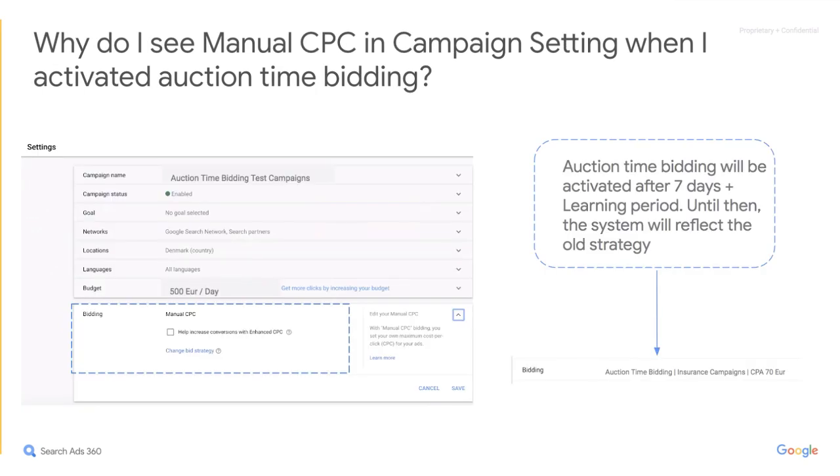Now, this is another question that we have: how come that often I see that my campaign is in manual bidding, although I activated auction time bidding a few days ago? Well, the answer is that it takes 7 days plus the learning period or the conversion delay until the system reflects the bid strategy.